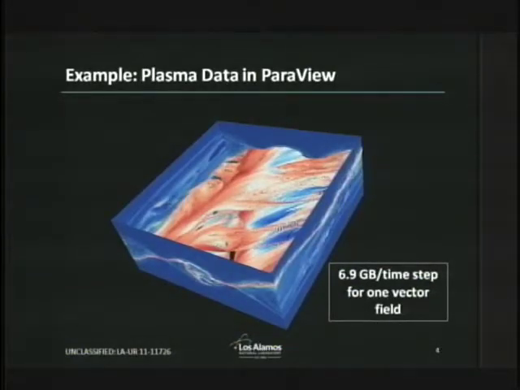Just putting an example up on the screen real quick. This is one of our plasma simulations, looking at magnetic reconnection in particular. For this particular run, one vector field worth of data for one time step totals out to 6.9 gigabytes of data. Now, in a typical simulation run, it's not unheard of to have hundreds to thousands of time steps running, multiple vector fields being saved, and a couple of scalar fields for good measure. And so as you can see, the amount of data that we're saving out from one simulation run adds up very quickly.